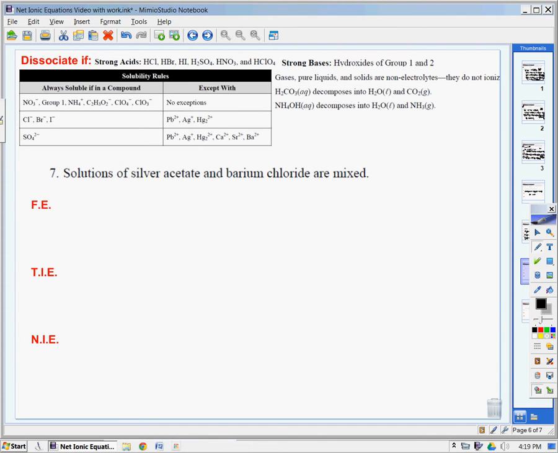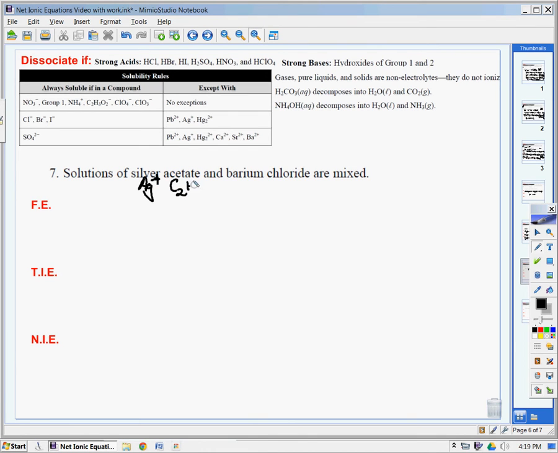All right, we're going to do number 7. I told you earlier in the video that this would be a really typical example of a net ionic equation. So that's why I'm doing this one. So let's go to silver, which is Ag. Silver's always 1+. That's an exception you should know. It's always, always, always 1+, even though it's a transition metal.